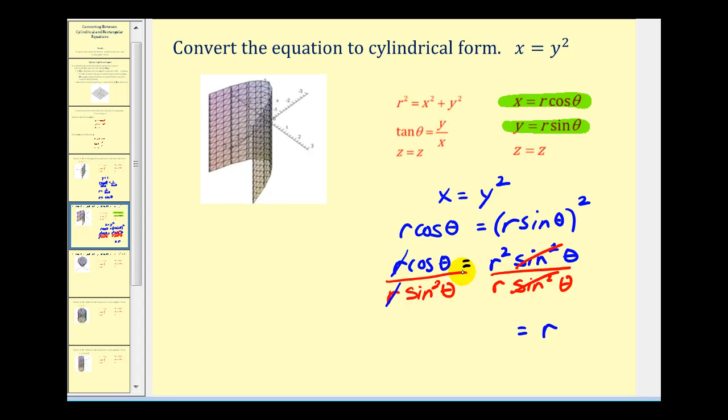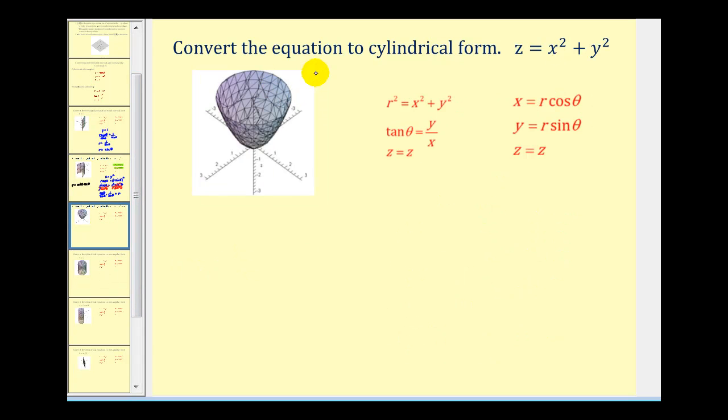Now I'm going to go ahead and write this as cosine theta over sine theta, and then we'd have one more factor of sine theta in the denominator. I'm going to write this as 1 over sine theta. Now the reason I'm going to do that is I know that cosine theta over sine theta would be cotangent theta, and again 1 over sine theta would be cosecant theta. So we could rewrite this as r equals cotangent theta cosecant theta.